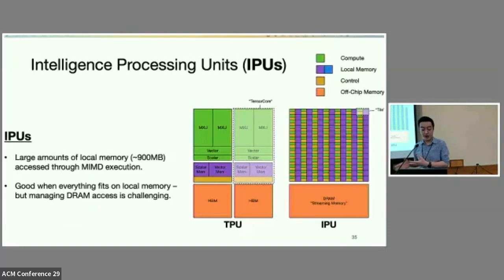Next, we have intelligence processing units, or IPUs, from Graphcore. What's so interesting about the IPU's architecture is how much local memory it has. For its second generation chip, it has 900 megabytes of SRAM. To efficiently organize this massive amount of SRAM, IPUs are split into thousands of individual tiles, each operating on its own instruction and data stream. So IPUs are actually super fast when everything fits on chip, and that's feasible when you have multiple chips on a board or in a pod. However, since IPUs are designed around SRAM access, DRAM access has to be manually managed, which makes execution quite challenging.